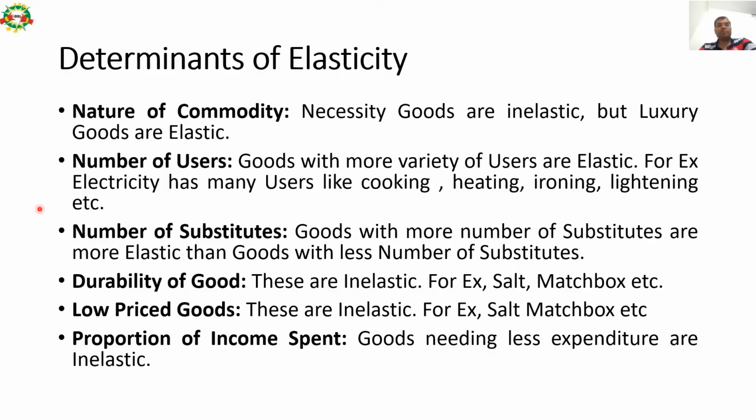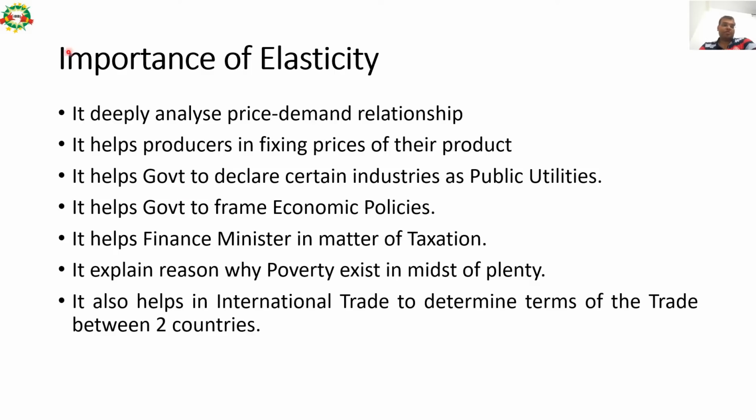Then the third determinant could be the number of substitutes. Goods with more substitutes are more elastic than goods with fewer substitutes. Durability of good: durable goods are inelastic, for example salt, matchbox, etc. Low price goods are again inelastic, for example salt, matchbox. Proportion of income spent: goods needing less expenditure are inelastic.